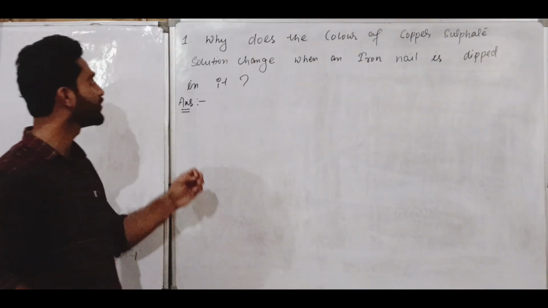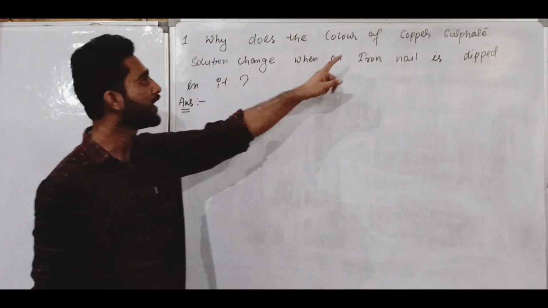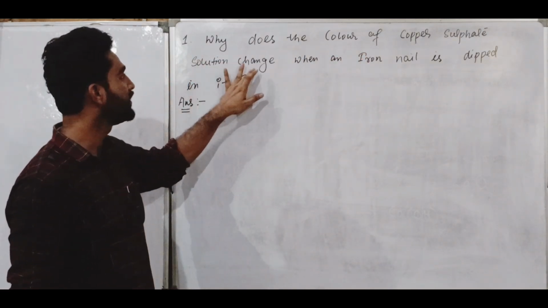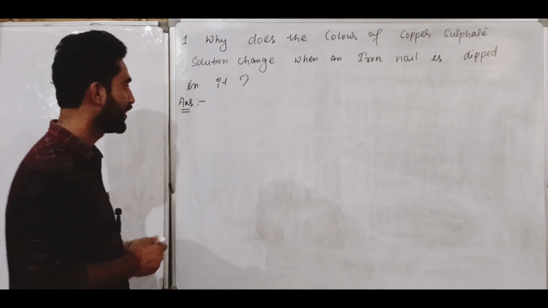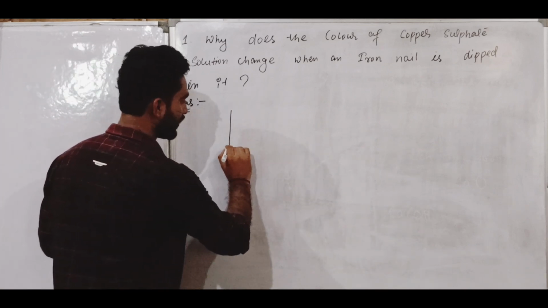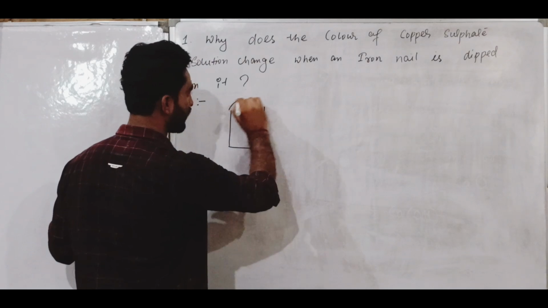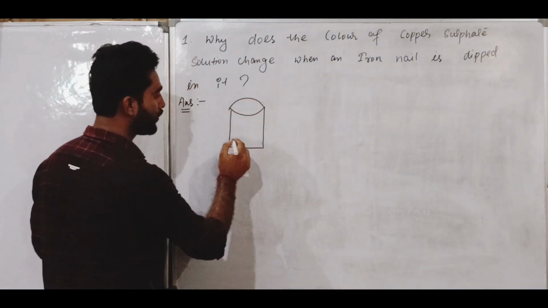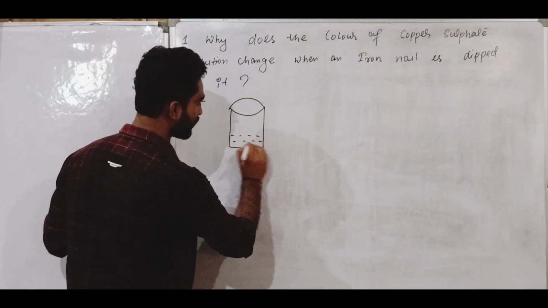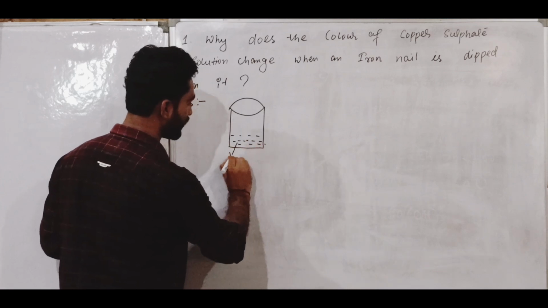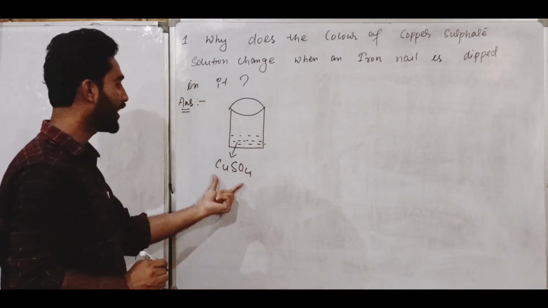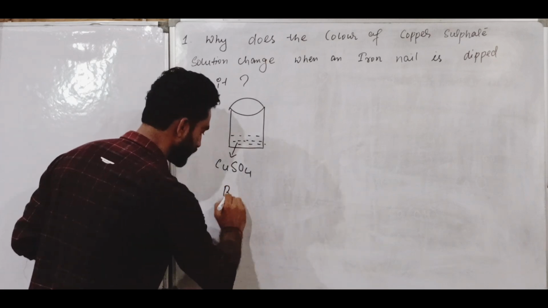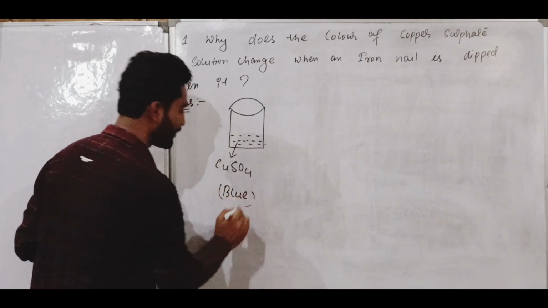Okay, now let's see the next question. Why does the color of copper sulfate solution change when an iron nail is dipped into it? Now, let's take one beaker, and into this beaker, take some copper sulfate solution, CuSO4 solution. And the color of the copper sulfate solution is blue.